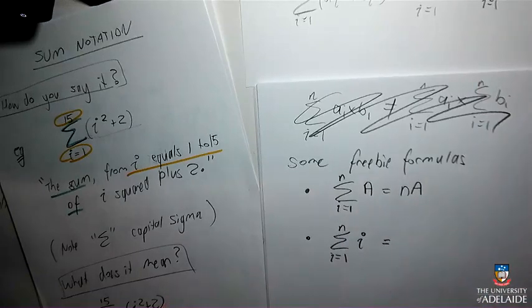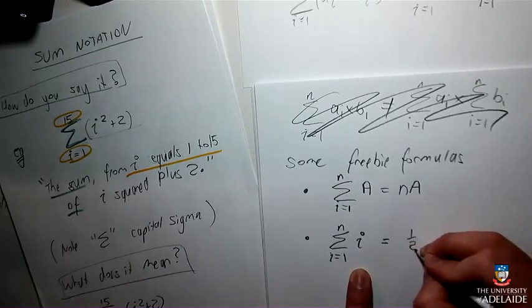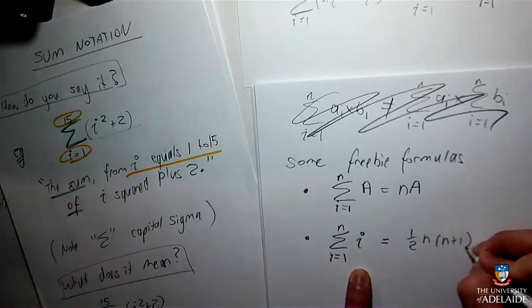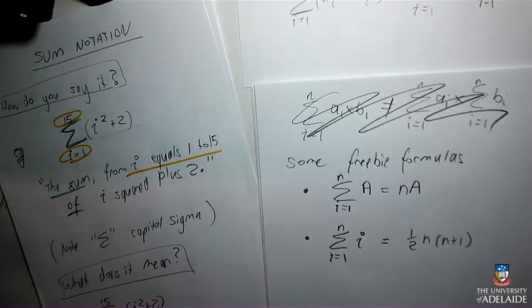If we add up from 1 to n, the sum from i equals 1 to n of i, which means doing 1 plus 2 plus 3 plus 4 up to n, and always in my head I translate it into what it really means, there is a formula for this, and it's this. Always works out to the correct answer.